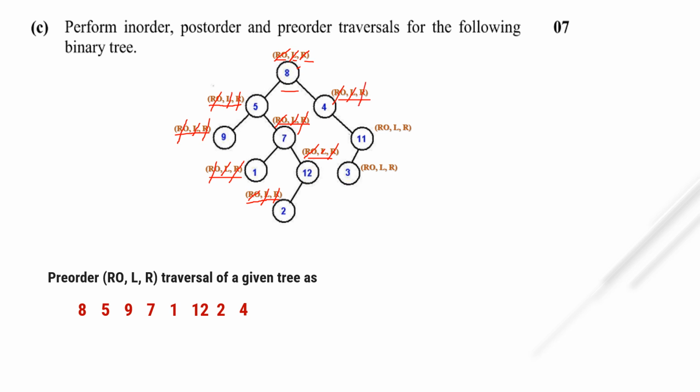When we process the right subtree, what is the answer? 11. At 11, once again we have to apply pre-order. Root will be processed first, so 11. Left subtree is there, yes it is. That is 3. First process the root, the answer is 3. There is no left child, there is no right child. There is no right child of 11. So what is the answer? 8, 5, 9, 7, 1, 12, 2, 4, 11 and 3.